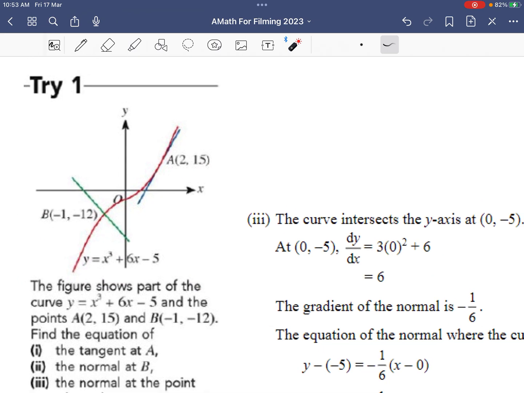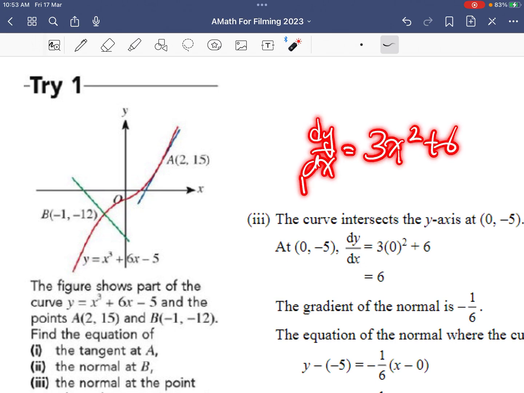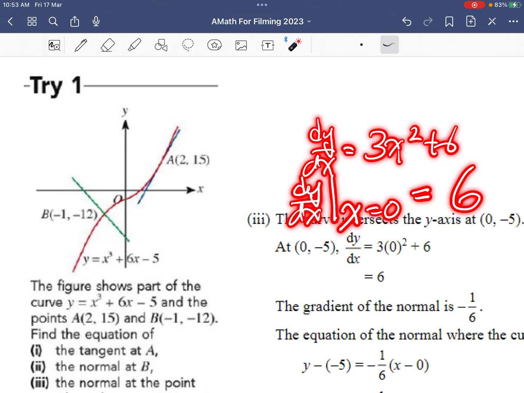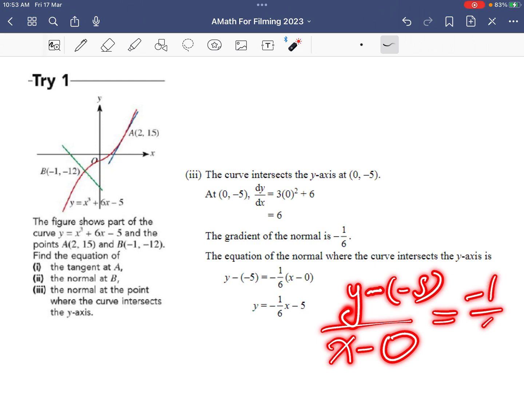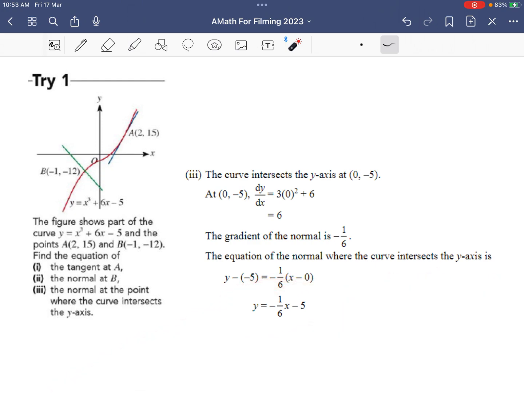Now, here we have the gradient function which we have obtained earlier, 3x squared plus 6. So if I use my x value to be equal to 0, the gradient of the tangent at this point is equal to 6. But what we want is the gradient of the normal. So I take negative 1 divided by 6, I get negative 1 over 6. Same thing, we apply y minus y1 over x minus x1 is negative 1 over 6. You resolve it, you will get what I call the equation of the normal at the point where the curve intersects the y-axis.